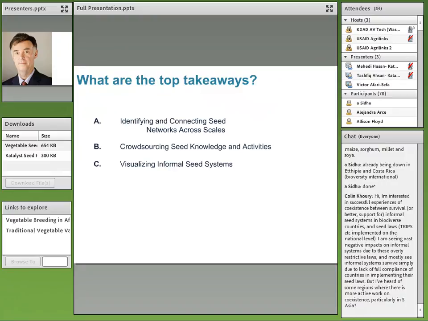I think these are a few of the main takeaways that I want to end with: that idea of identifying and connecting networks across scales. I really feel like the knowledge in informal seed sectors, projects and activities have evolved to where we really need to move up from community and village-based systems and think about landscape and regional levels, and seed moving up and down those ladders. How can we get that knowledge? How do we manage that knowledge? It won't be the same as the village and community-based kinds of partnerships that are extremely local.